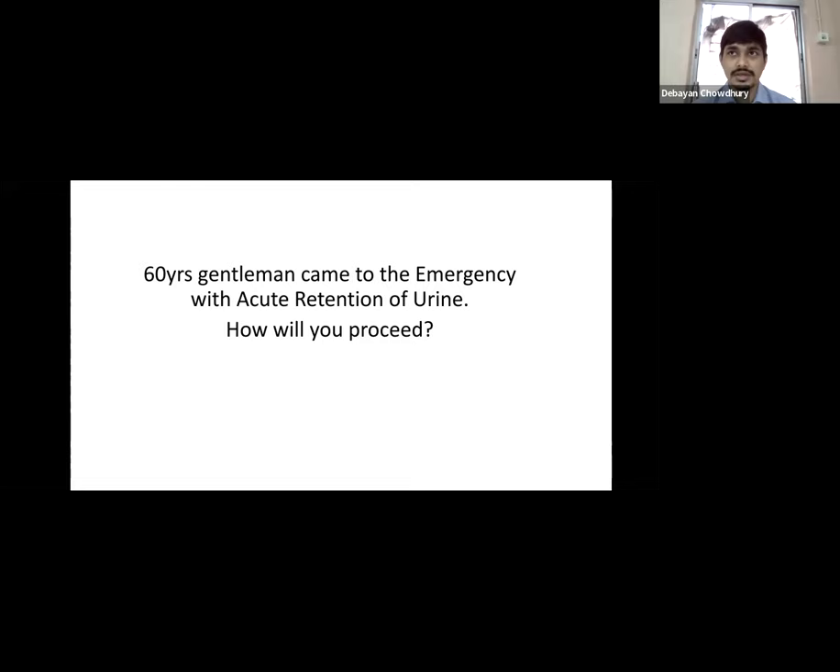If it's acute, then it is usually painful, sir. And yes, that's the thing you should ask, whether the patient has painful retention or not. That has other implications, I'll tell. So the patient comes with painful retention, you know it's an acute urinary retention. You examine, the bladder is palpable. Anything else you need to examine?